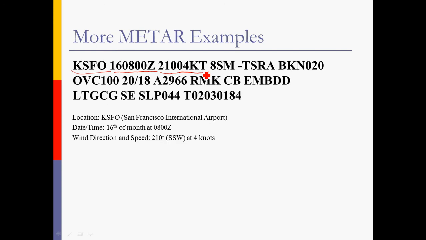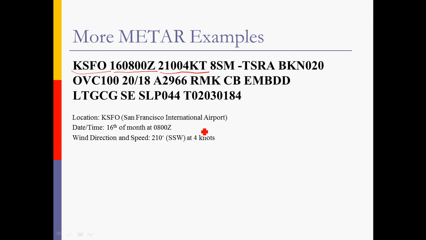So wind direction and speed: 210 degrees for south-southwest. And then the speed was 4 knots. Right, so see 04 KT. That means 4 knots. Notice that for this example there were no gusts. And this makes sense because usually at such a light wind speed as 4 knots, you're not going to see any gusts. Usually you have to get winds of at least 15 knots or so to start worrying about gusts.